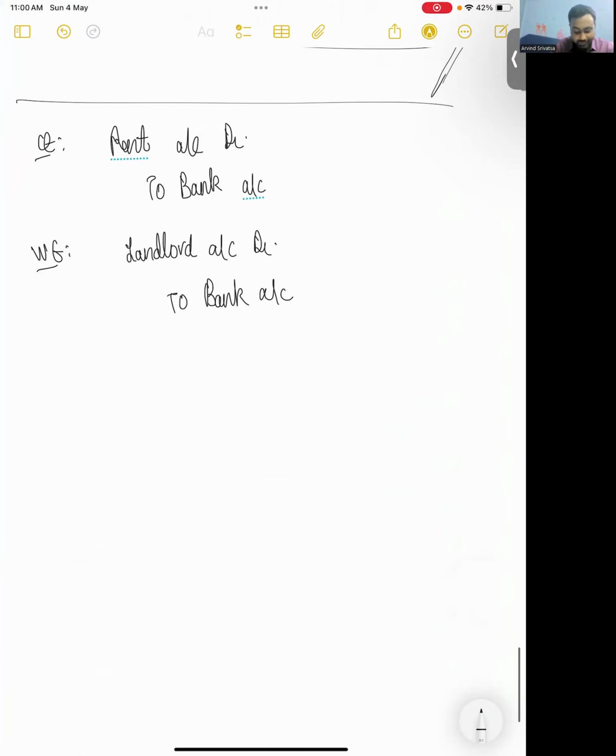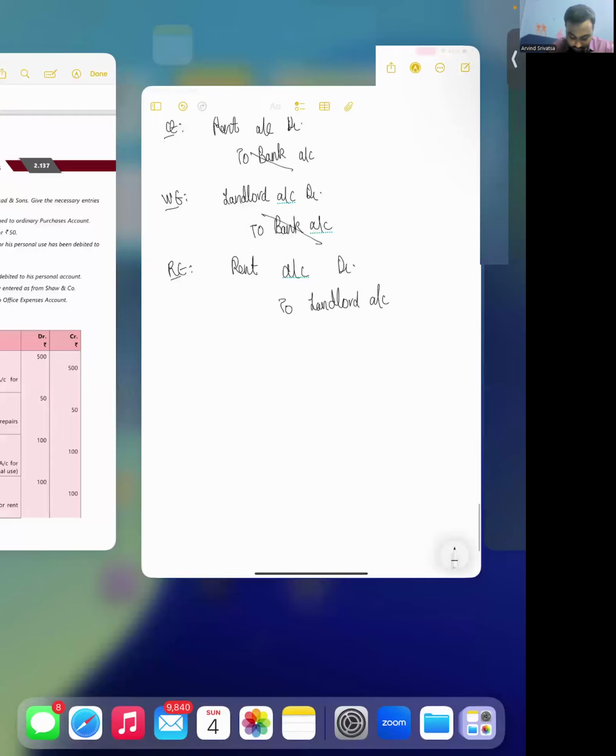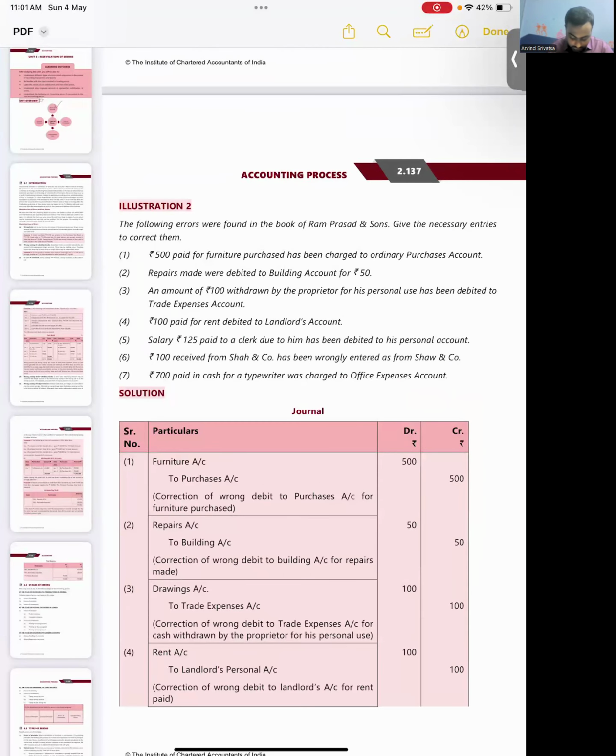So when you reverse this, it will be bank account debit to landlord account. So in the correct entry, bank has already been credited. In your wrong entry, you're reversing it, debit. So this and this will get cancelled. Rectification entry, rent account debit to landlord. Because landlord you are debited as a part of your entry, you will credit and knock it off. Yeah, that's what they've done.